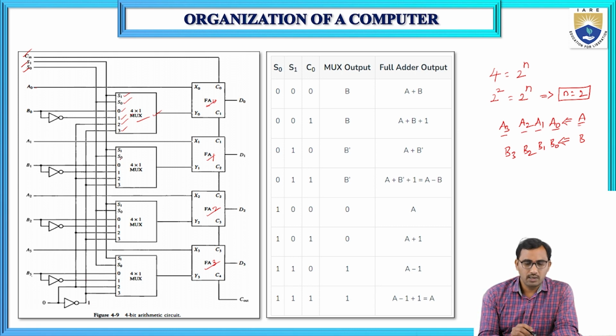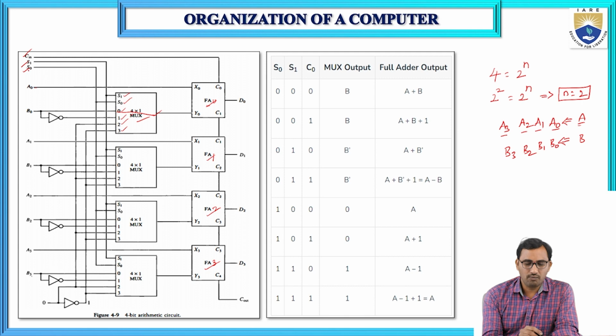Based on these selection lines, one of the inputs of the multiplexer will be connected to the output. Suppose if S1 S0 both are 0, the 0 input of the multiplexer is connected to the output.